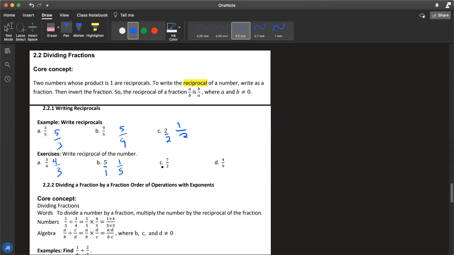Nicole, what's the reciprocal of 7 over 2? 2 over 7. And Amber, what's the reciprocal of 4 over 9? 9 over 4. Perfect. So that's easy stuff.